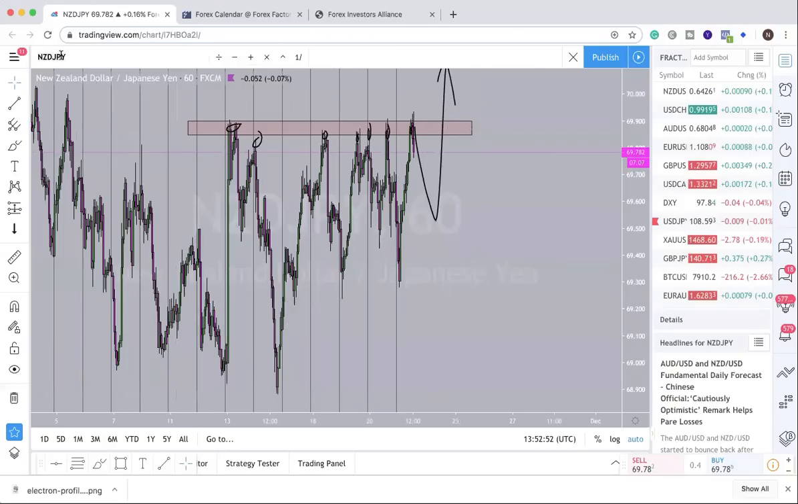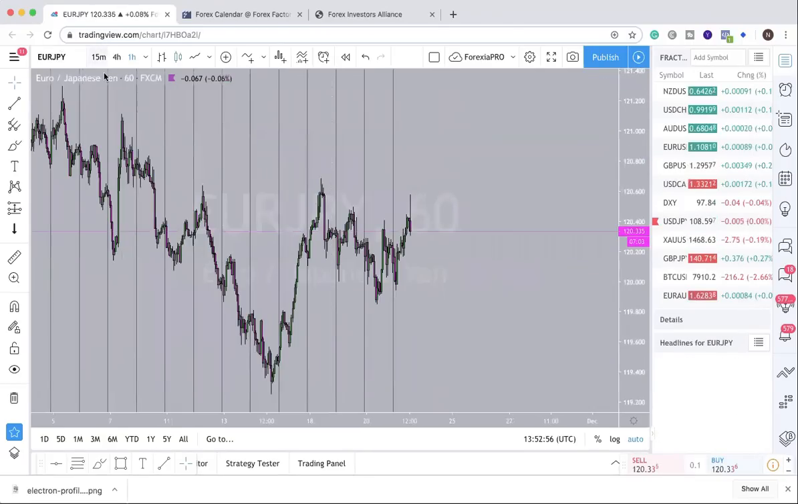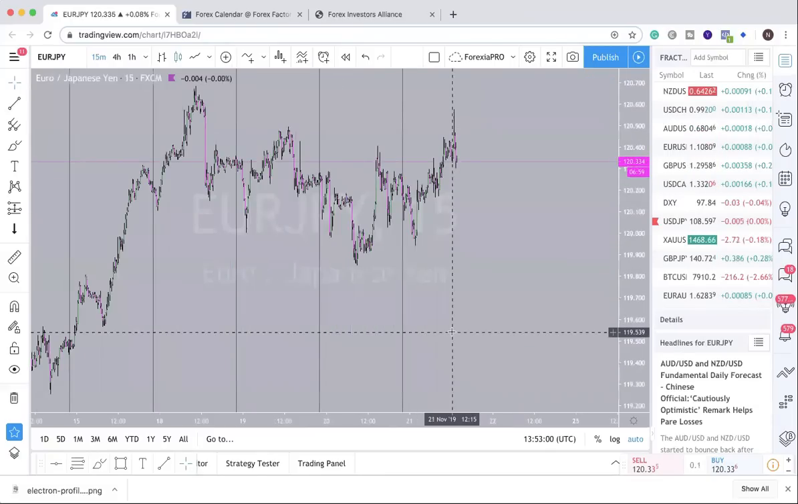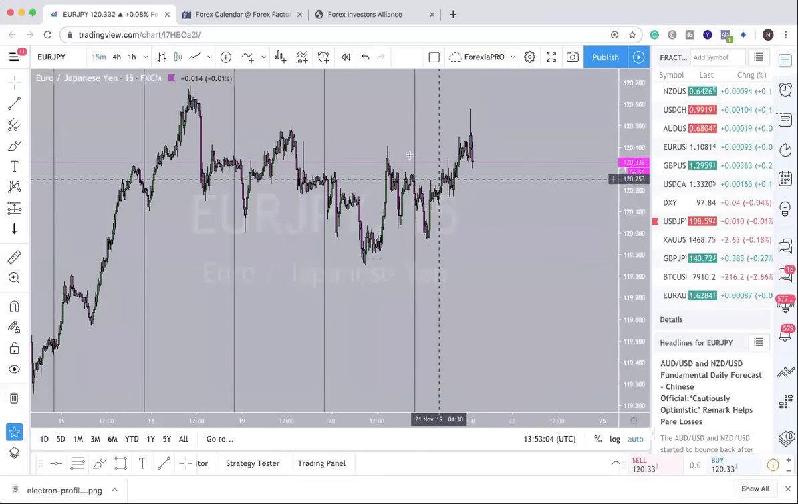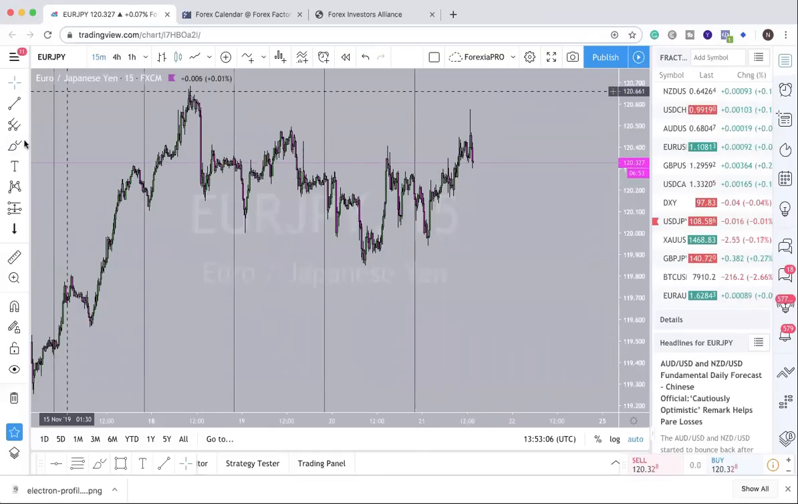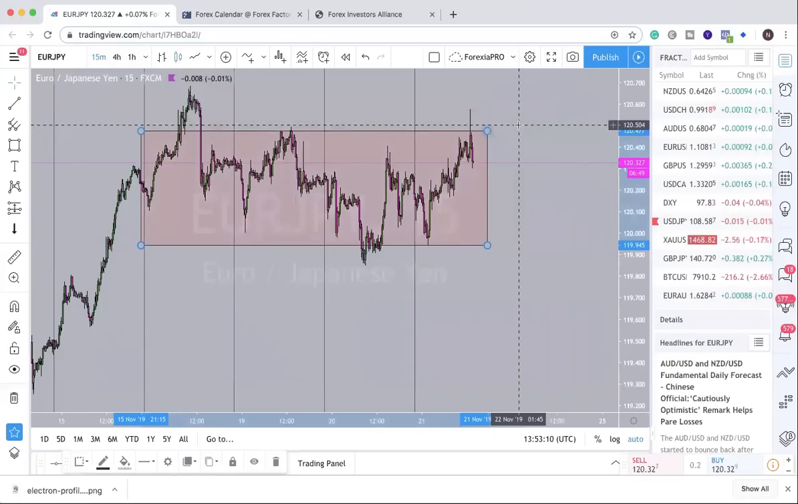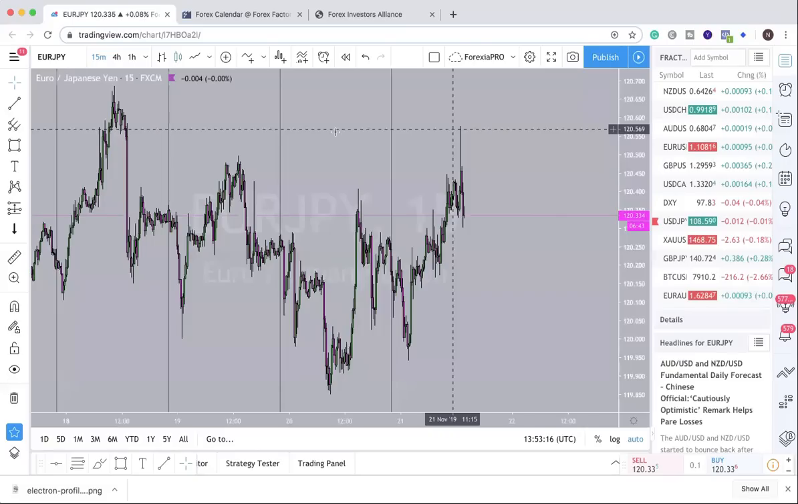All right, Euro-JPY. EJ. Euro JPY, it's kind of in consolidation. Mostly in consolidation here. I don't really like to trade in consolidation. However, let me just analyze it for you guys real quick.